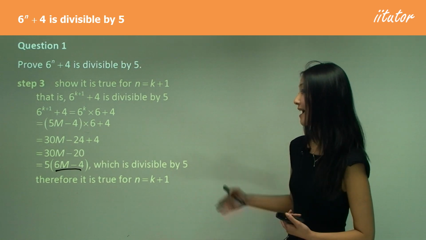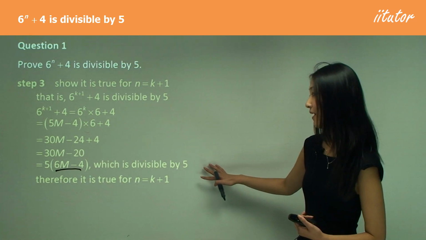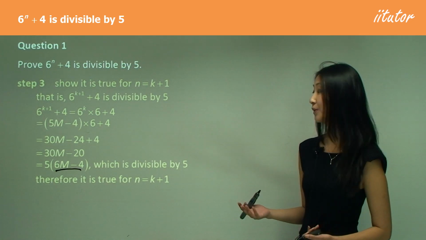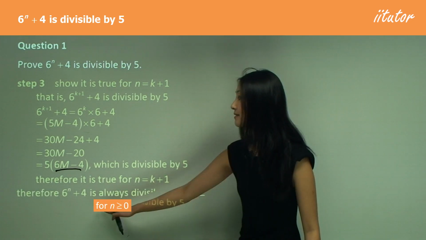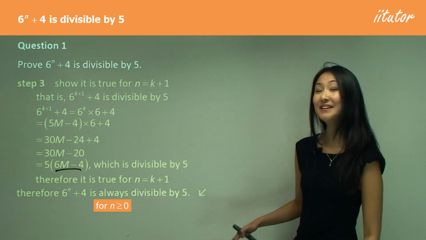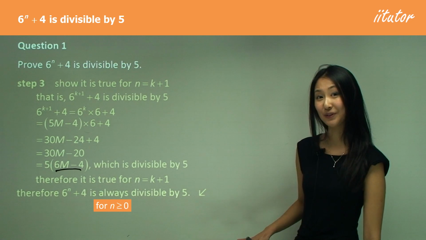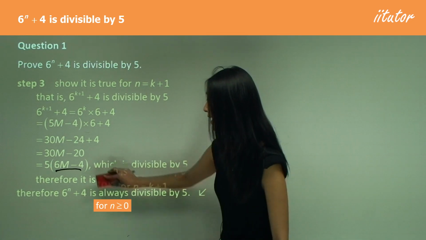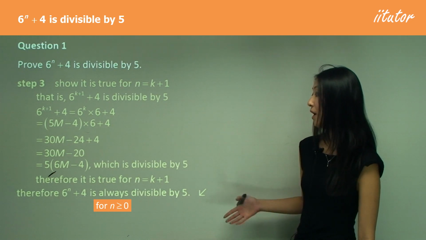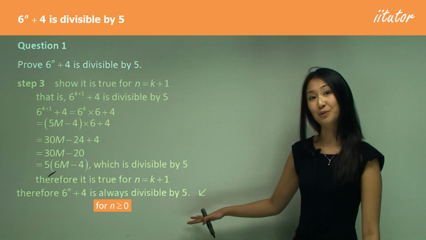So that's why we can say, therefore, it is divisible by 5 and true for n equals k plus 1. How we write the conclusion for this is, therefore, 6 to the power of n plus 4 is always divisible by 5. As previously, we need to have this conclusion here, but rather than saying it is true for n greater than 0 or 1, we say it's always divisible by 5.